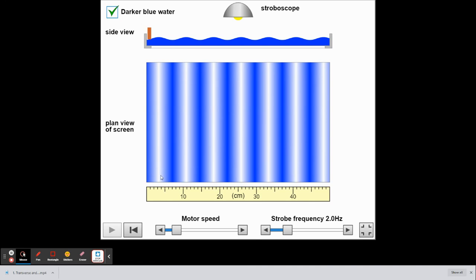So here we could count wave fronts: 1, 2, 3, 4, 5, 6, measure how long they are, and divide by the number of waves you've counted to find the wavelength. The frequency is the frequency of the strobe, but if you didn't have a strobe, then you could count how many waves pass a point in a second. But obviously 1 second is too difficult to time, so you'd count how many waves perhaps that there were in 30 seconds or a minute and divide in order to get an average frequency.